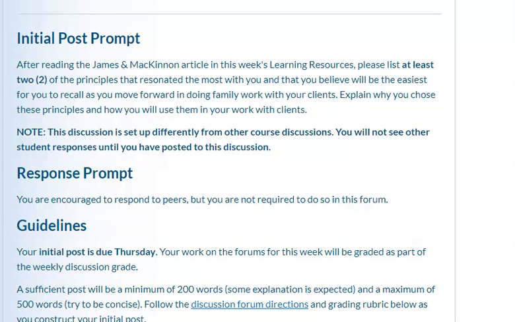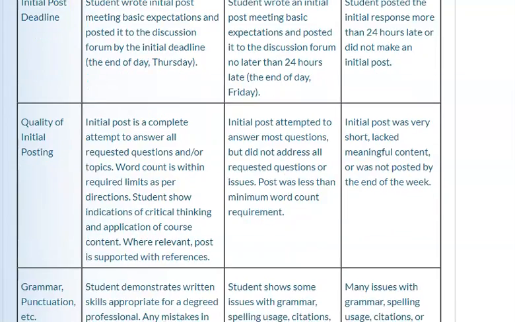This discussion is set up differently, so you have to do your initial post before you can see any other responses. So the goal is to ensure that your initial post is based on your own work without reading the work of others. So again, this is due by Thursday. Response is due between Friday and Sunday.